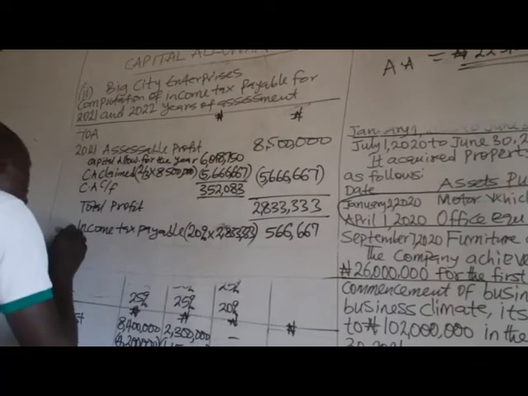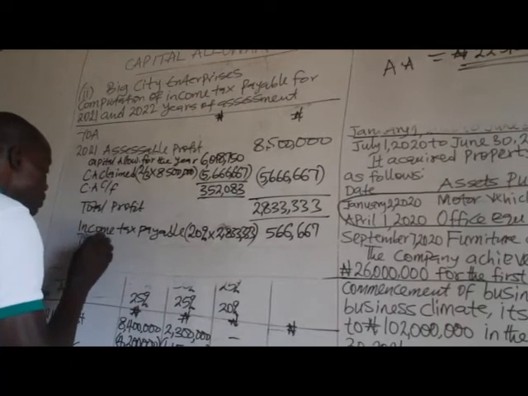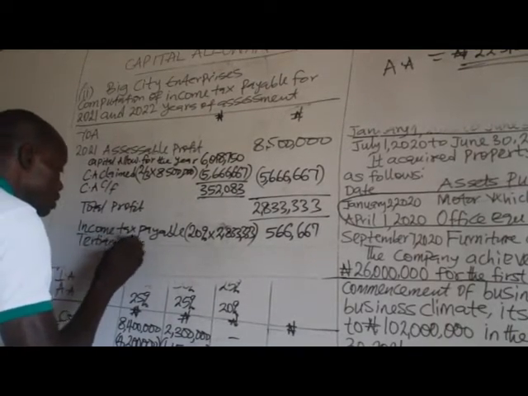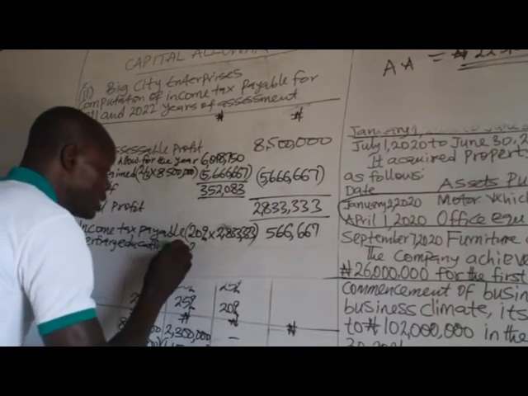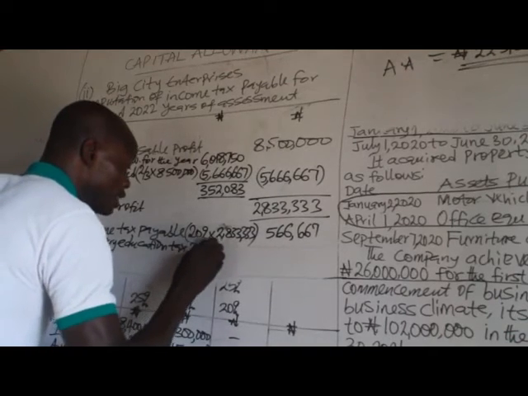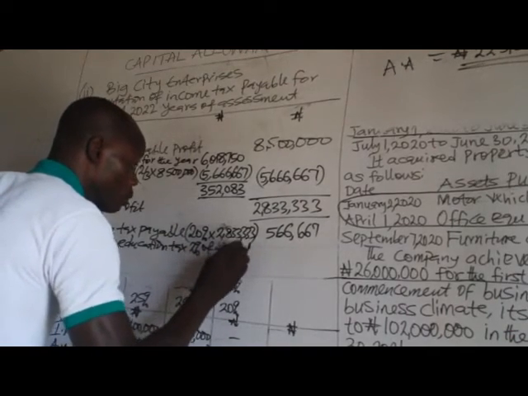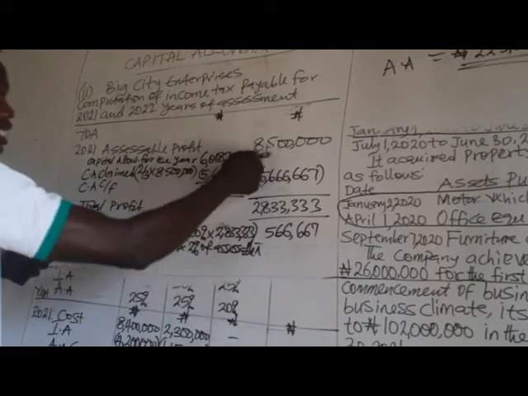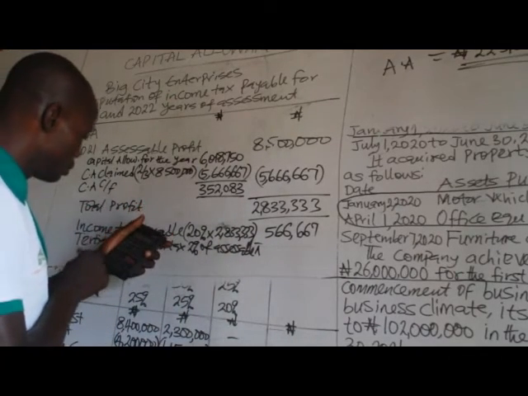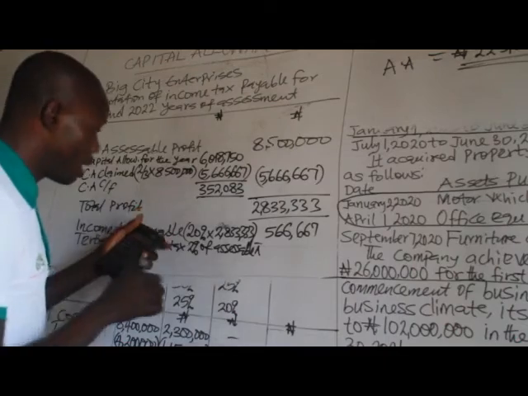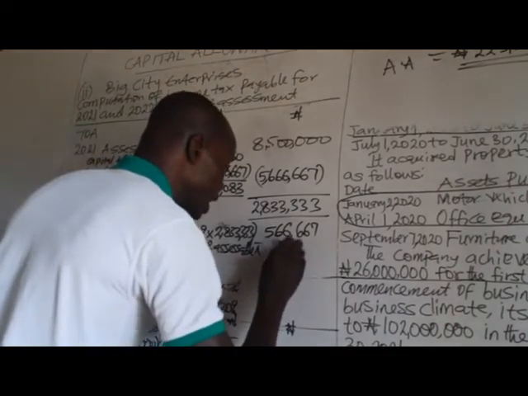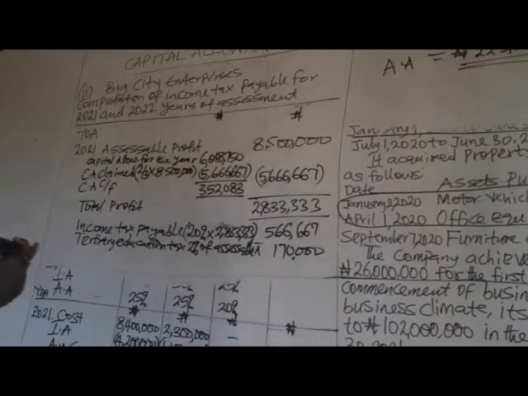Then the tertiary education tax, which is 2% of assessable profit. This is our assessable profit, which is 8.5 million. If you compute 2% of 8.5 million, that gives us 170,000. That means the tertiary education tax will be 170,000. That is for 2021 year of assessment.